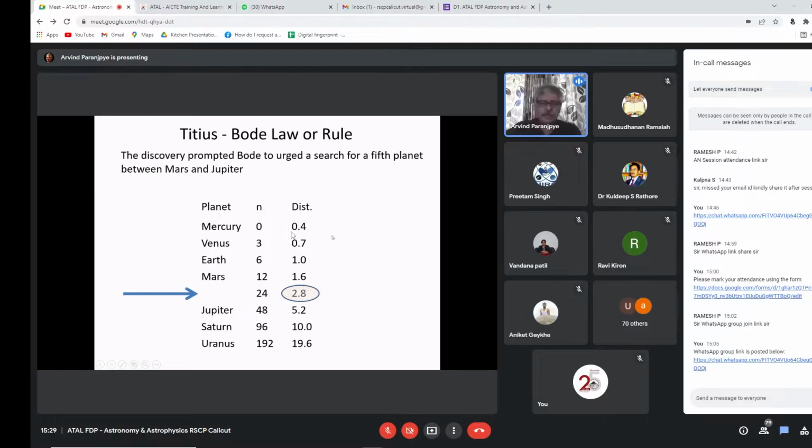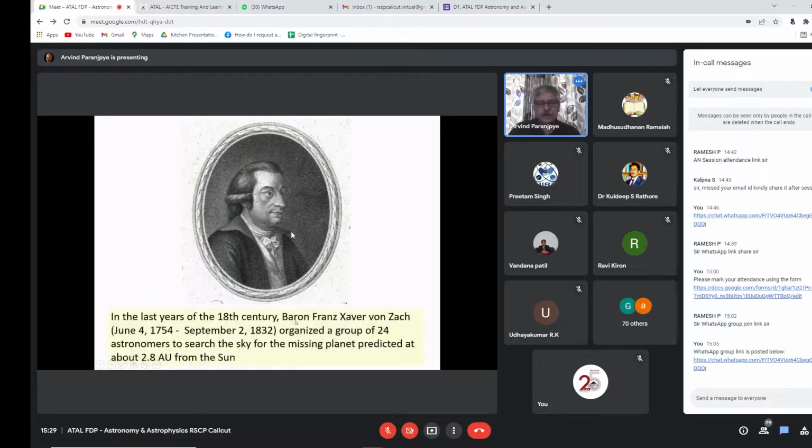It was such an amazing thing that once they had discovered Uranus, there was an interest in discovering this particular lost planet. And the person who started this search for the lost planet, the planet which was not seen, was Baron Franz Xaver von Zach.